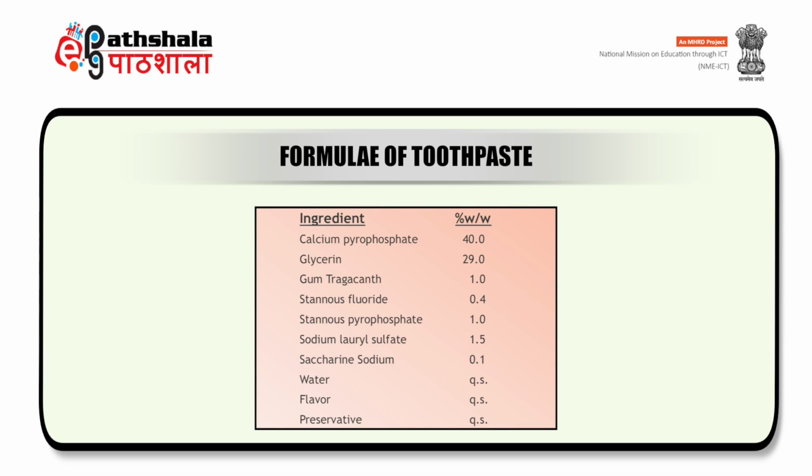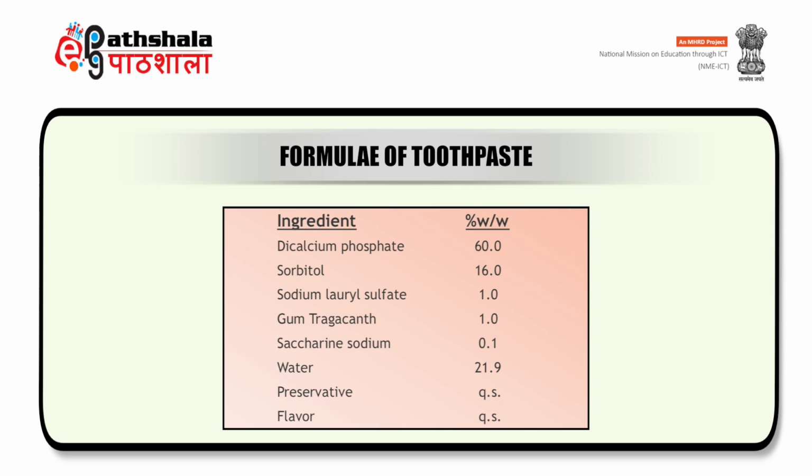Formula number 2 shows calcium pyrophosphate as the abrasive, glycerine as the humectant, gum tragacanth as binder, stannous fluoride and stannous pyrophosphate as the active medicaments, sodium lauryl sulfate, saccharine sodium, water, flavor and preservatives. So, formula 1 is representative of regular cleansing toothpaste, whereas formula 2 is representative of medicated toothpaste.